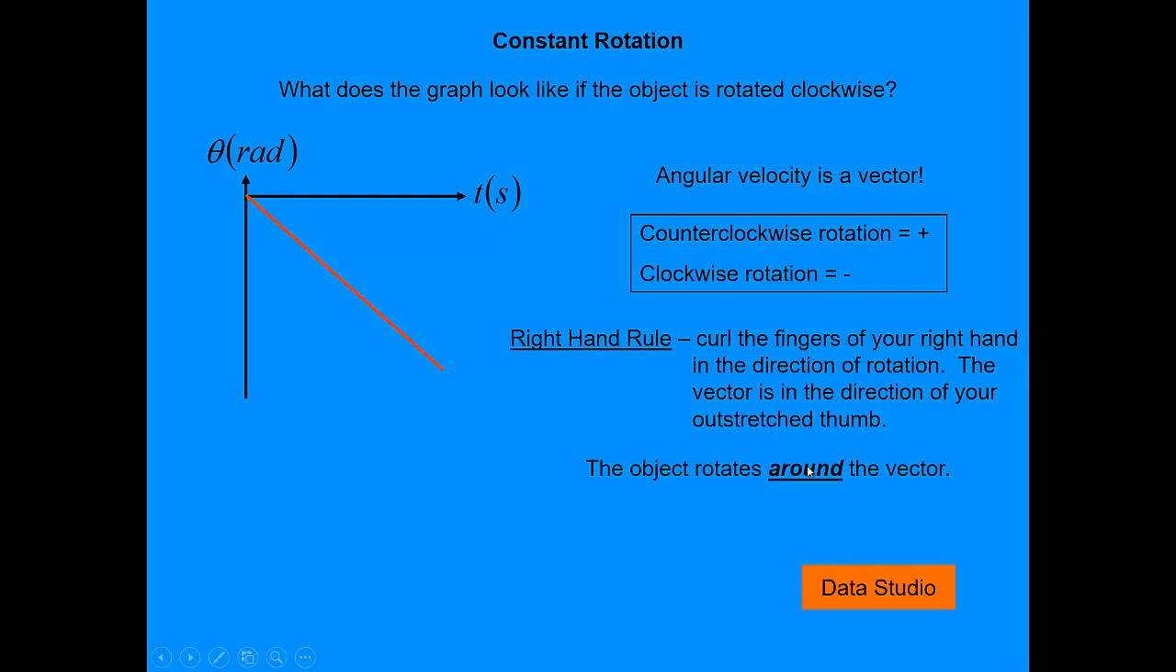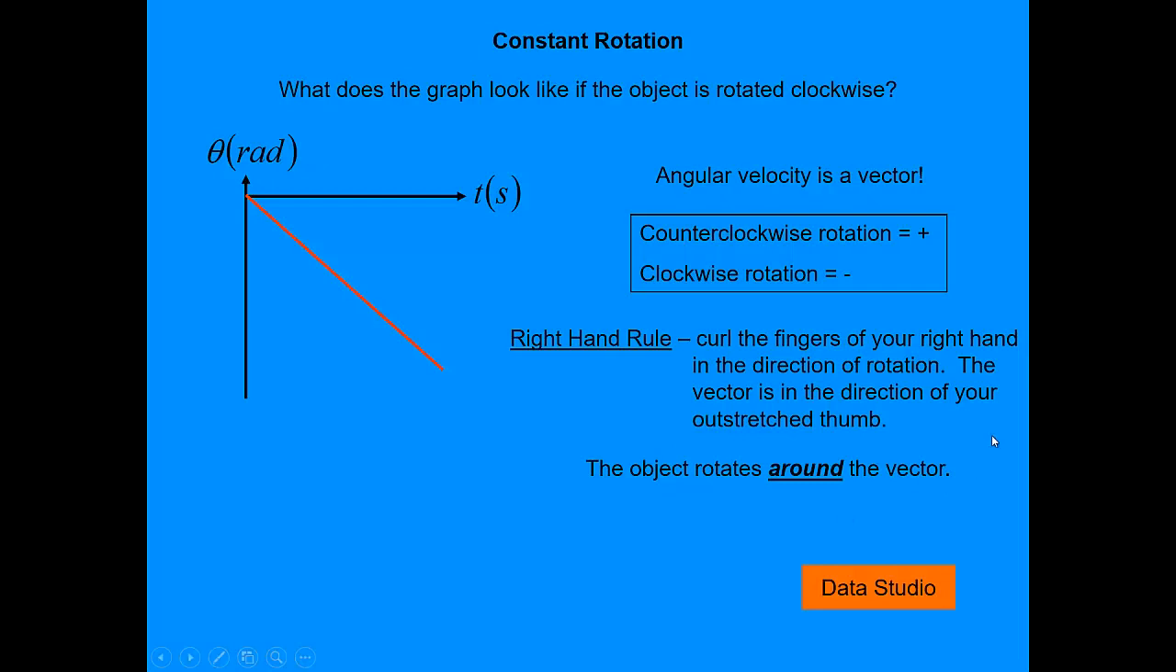Now this is why rotational vectors are a little weird. They don't point in a direction. You can't draw an arrow in a circle, because that would be weird. What direction is it pointing? So instead, you rotate around the vector. The vector is in the direction of your outstretched thumb. It's either out or in, and you rotate around it.